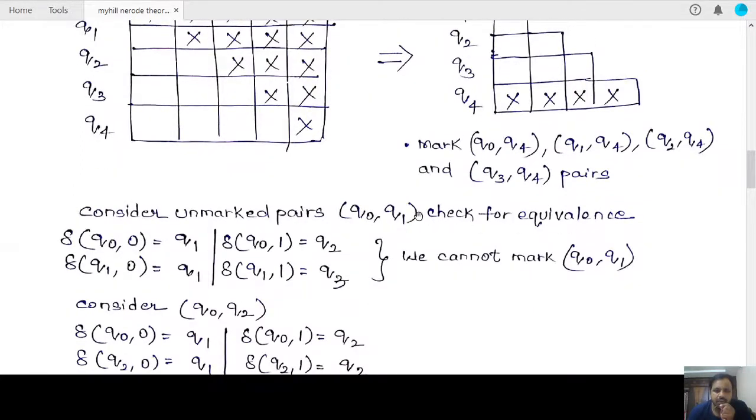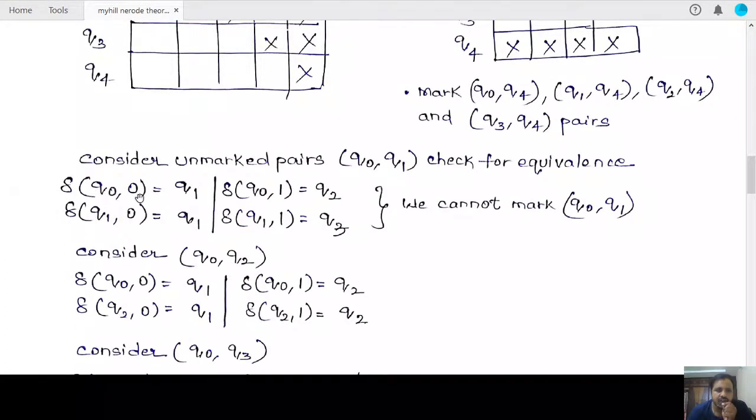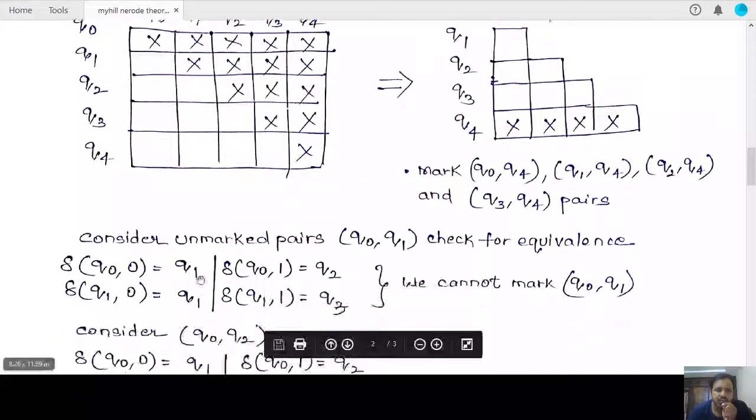So check for equivalence. Already we know how to check the equivalence, right? So consider delta of Q0 comma 0. So it is Q1, and similarly consider delta of Q1 comma 0. Check where it is going on 0. It is going to Q1. So both Q1 Q1. So check whether Q1 Q1 are marked. No. So Q1 Q1 are not marked, right? We never have a combination Q1 comma Q1, so it was not marked in the table.